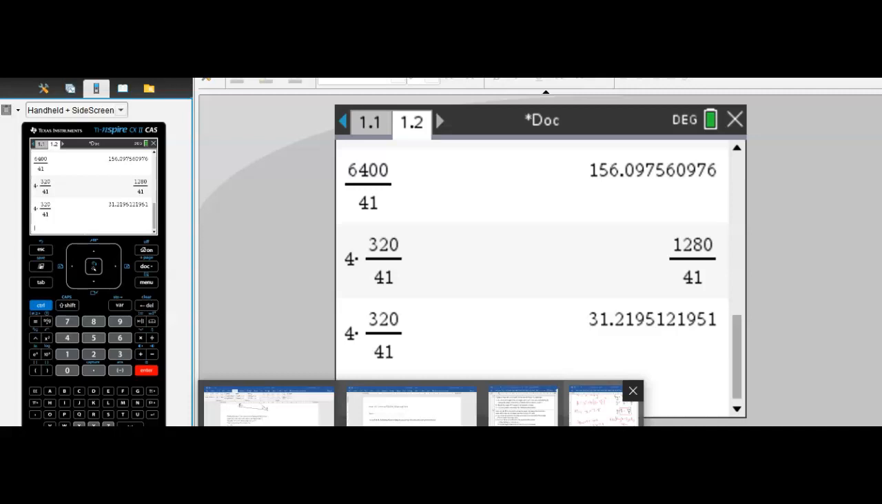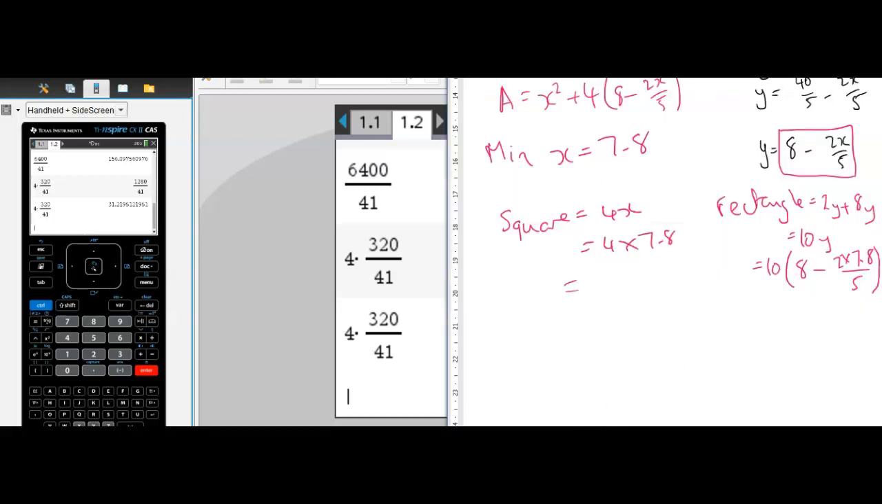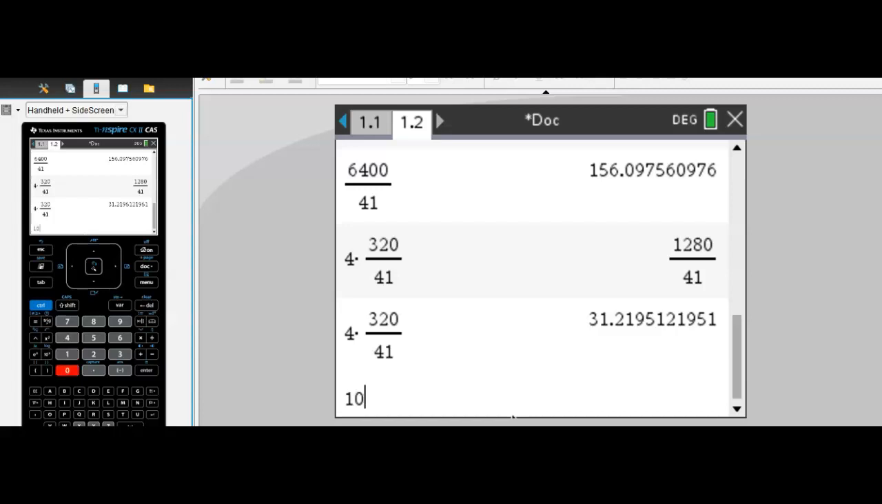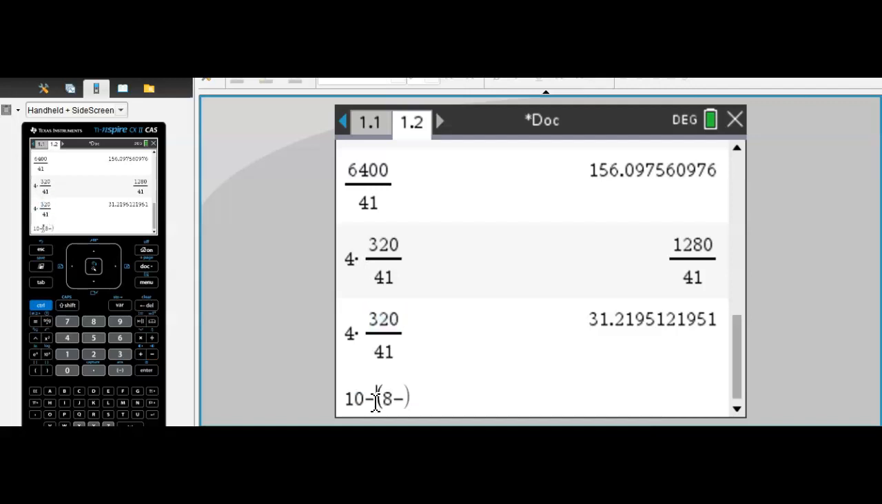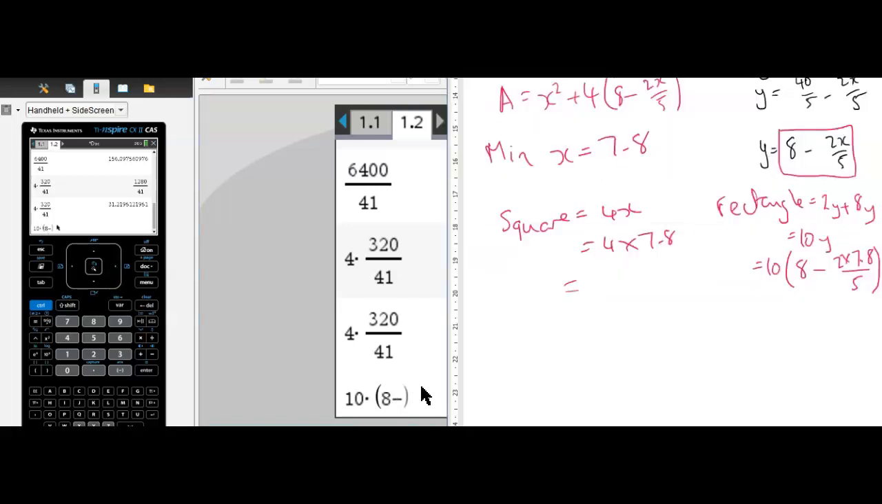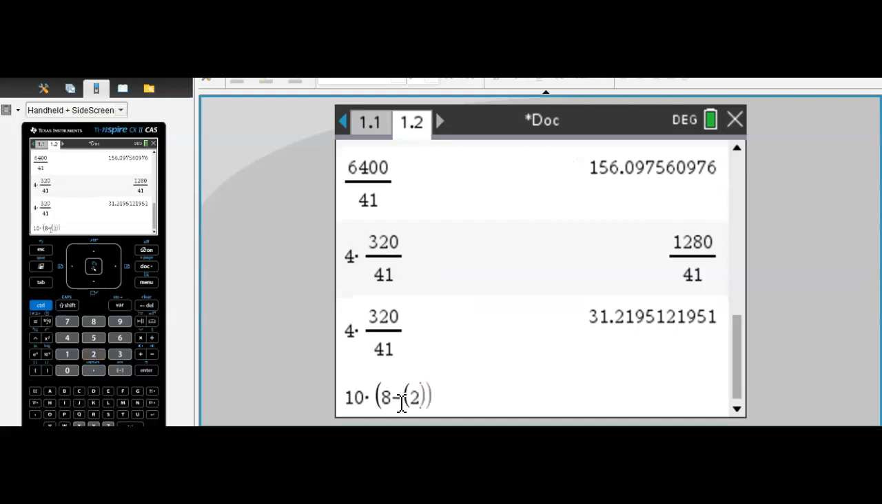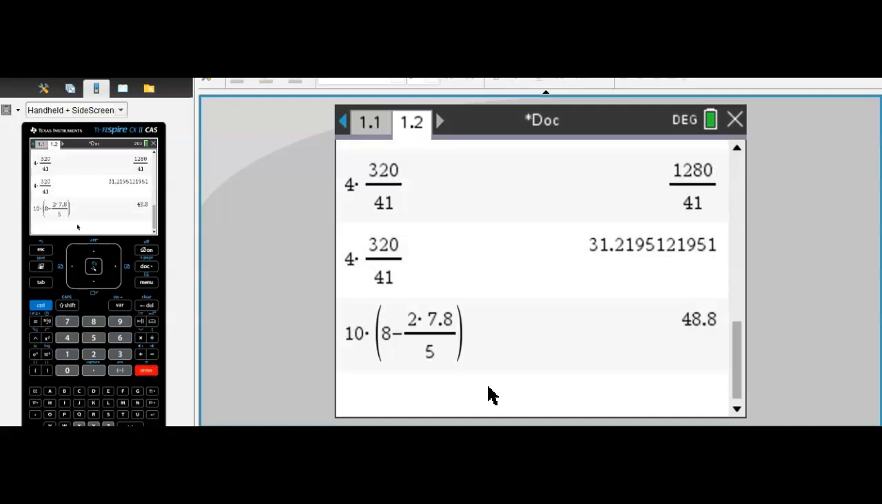And now the length of the y used for the rectangle is 10 times 8 minus, all right, I'm going to have to keep scrolling back. So 10 minus, do we have brackets? 8 minus, actually no, it's 10 times, wasn't it? This is why I should probably write things down. And then I'm not scrolling in between. 2 times 7.8. I'm just going to type in 7.8. And that was divided by 5 from memory. Let's just double check. Okay. And then I press equals, and there's your other length.